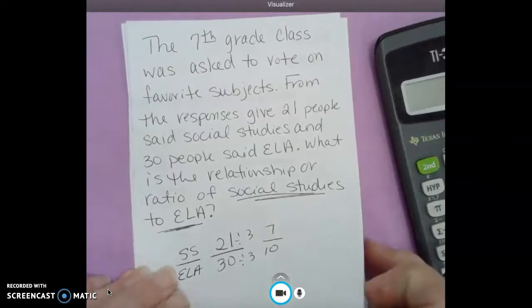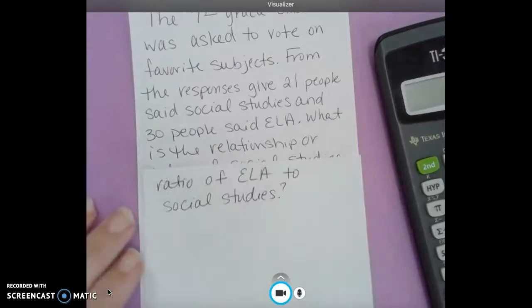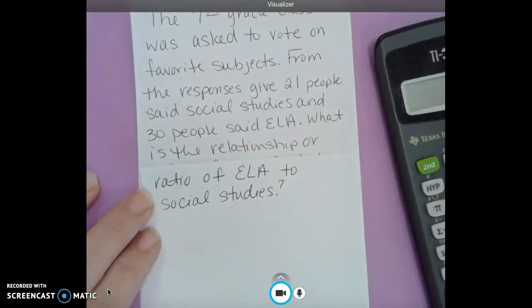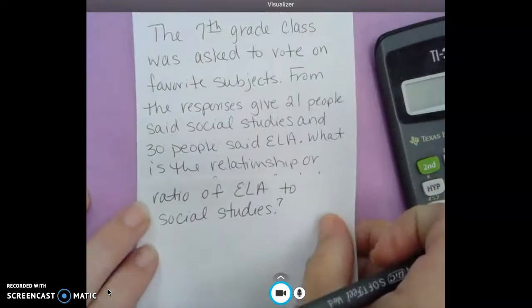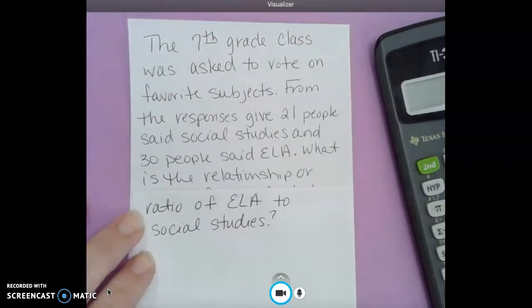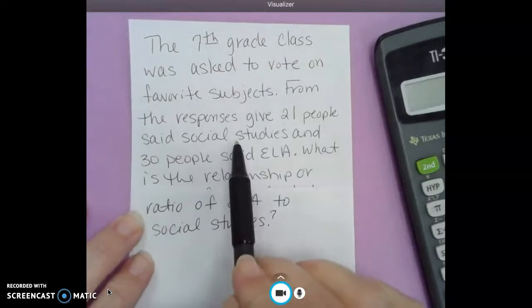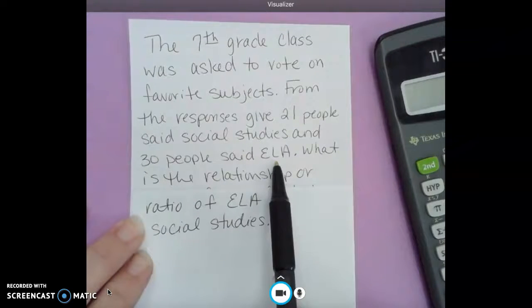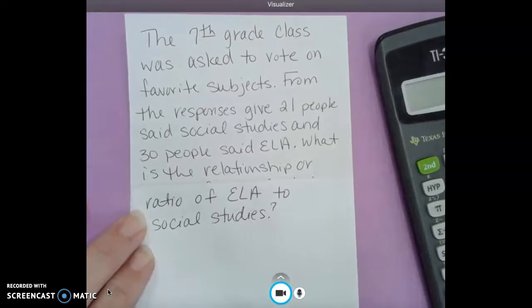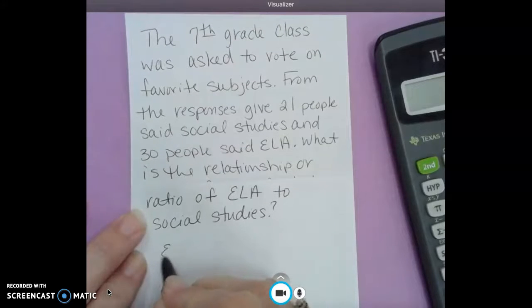Now you've got to be careful because some of these word problems are going to get tricky. Let's look at this, basically the same word problem. We still got 7th graders are asked to vote on their favorite subject. 21 people said social studies and 30 people said English language arts. What is the relationship or ratio of, this time it says ELA, to social studies?